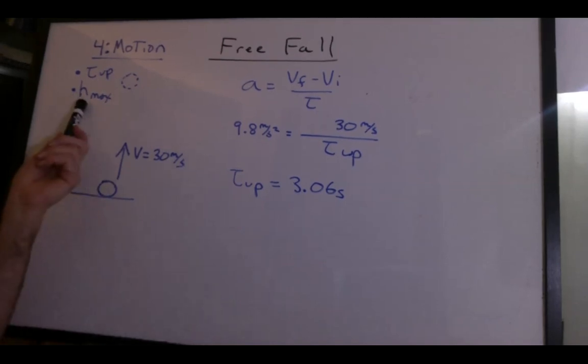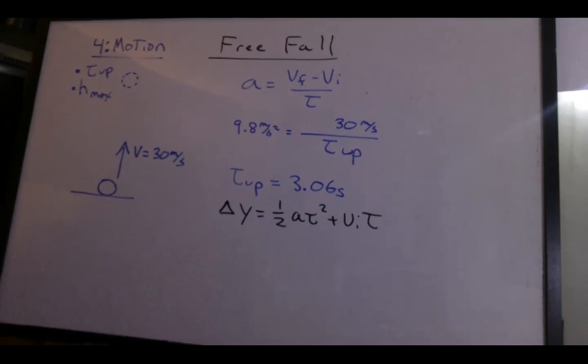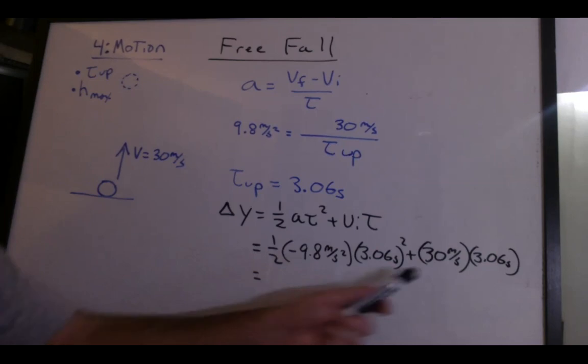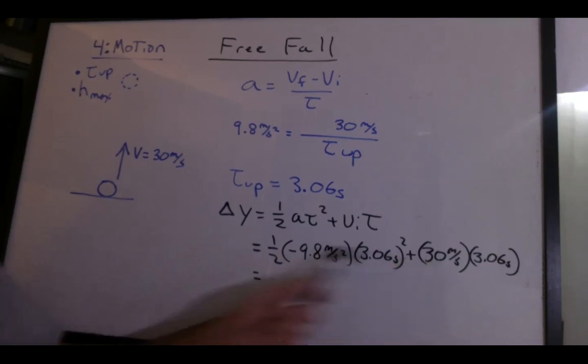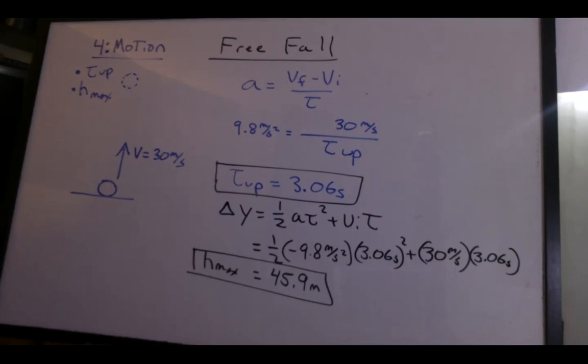Now we have to get h max. We'll use the distance equation. Notice we're putting in a negative 9.8 and a positive 30. They both can't be in the same direction. Looks like we went up 45.9 meters. So here we have our two answers.